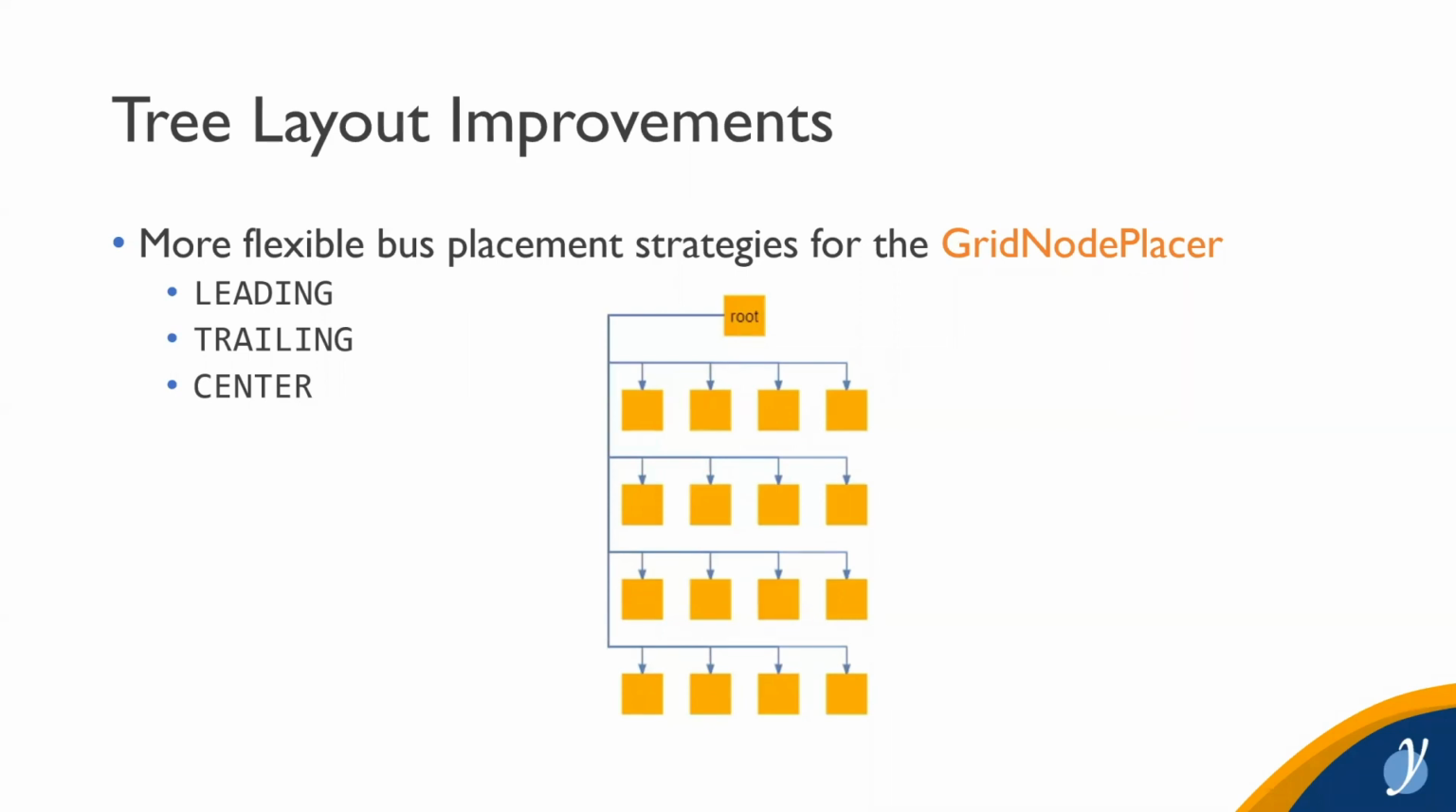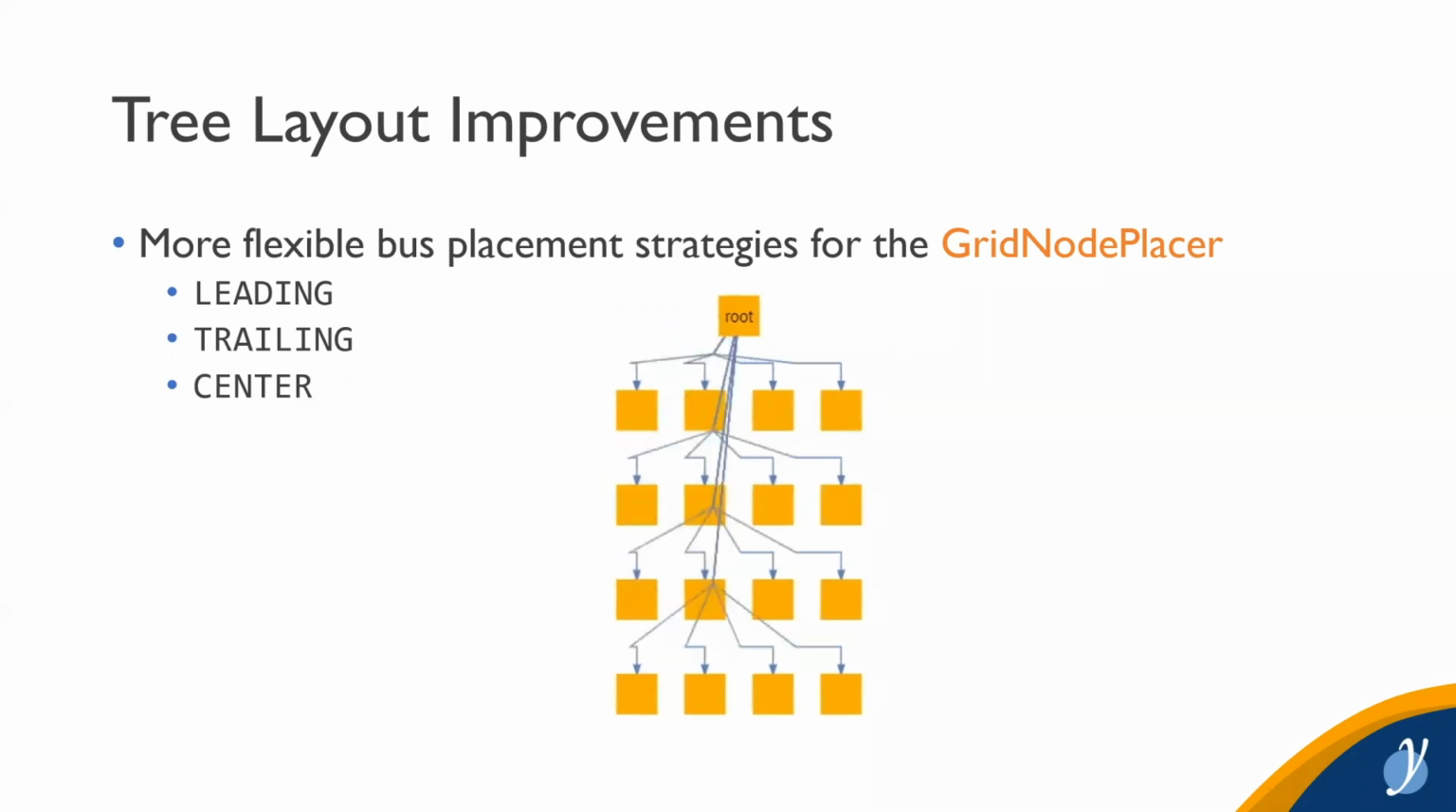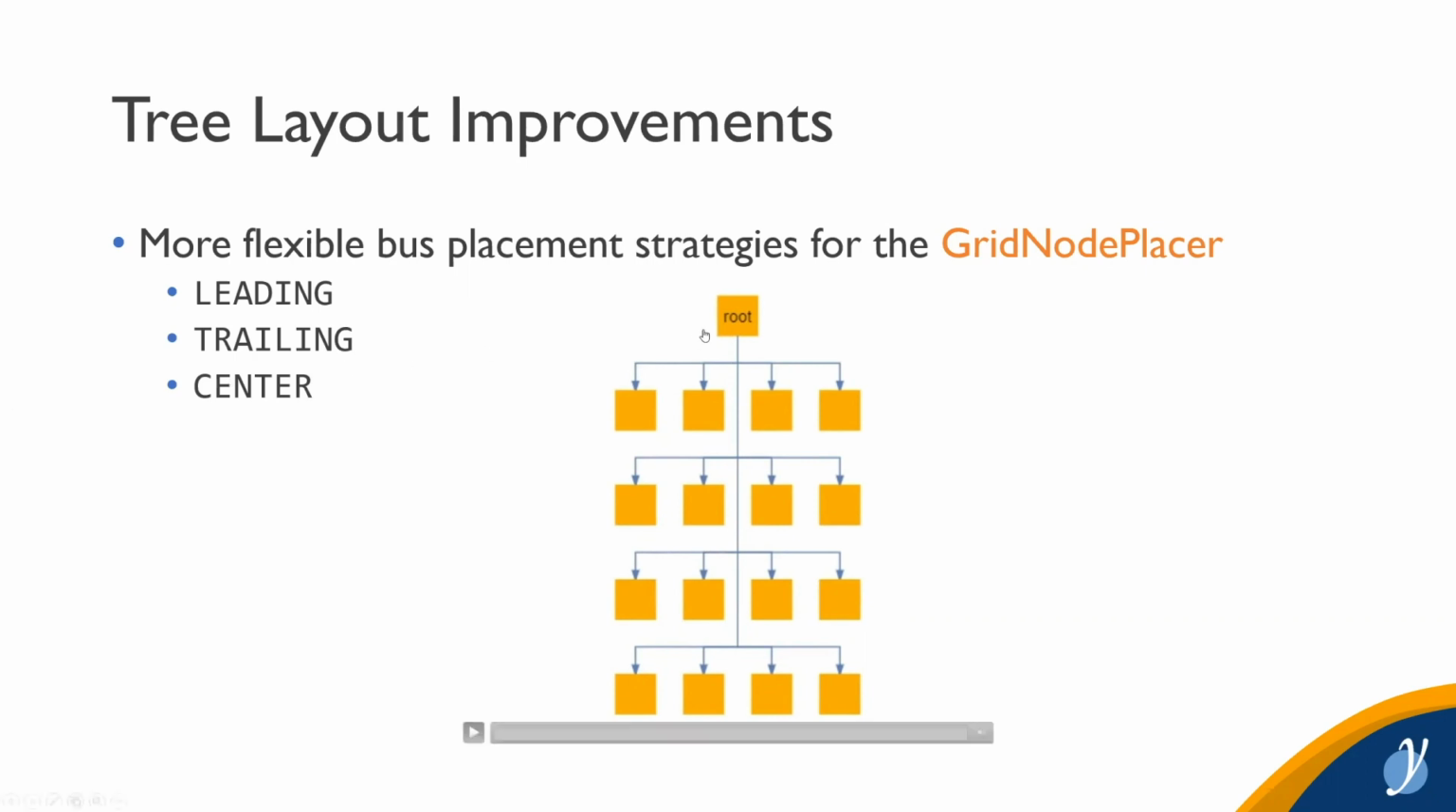We now have the option to arrange the center bus in a different style, so that it's either leading in front in the center or trailing at the end. Of course, this is completely independent of the placement of the root node. So the root node could also be on the left hand or on the right hand side. And this can be mixed with all the other styles that we support.